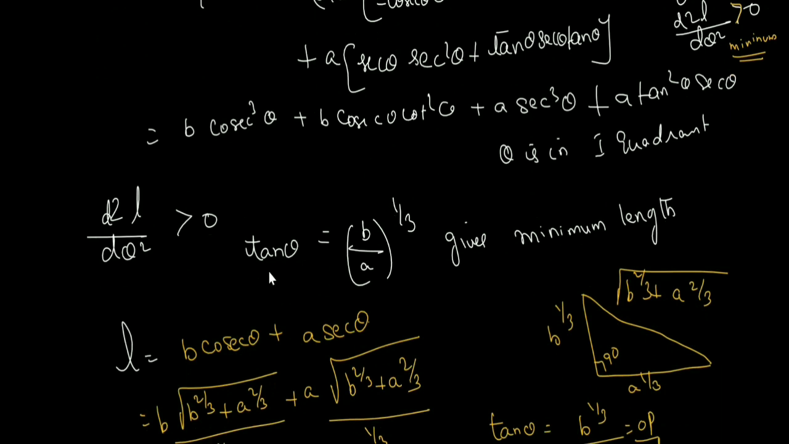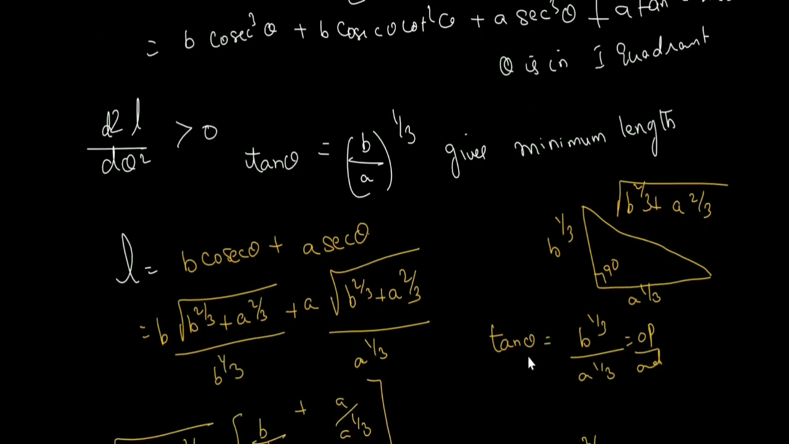We have to find B cosecant theta plus A secant theta. We found tan theta is B^(1/3) by A^(1/3). You know tan theta is opposite by adjacent. So this is the opposite side and this is the adjacent side. So the hypotenuse will be the root of the square of this plus the square of this, so B^(2/3) plus A^(2/3).